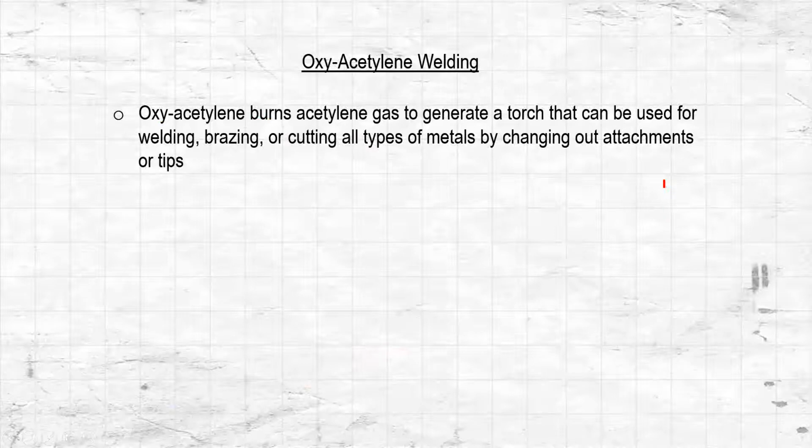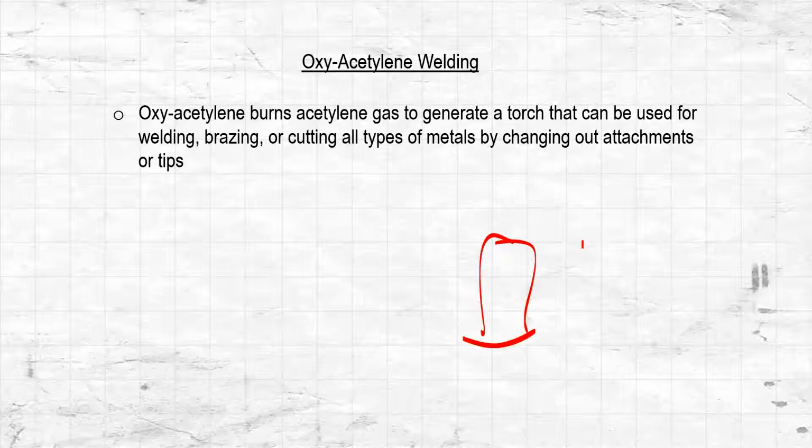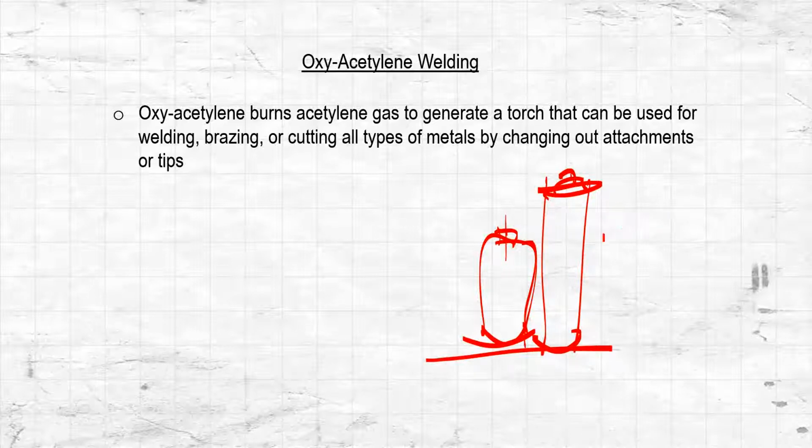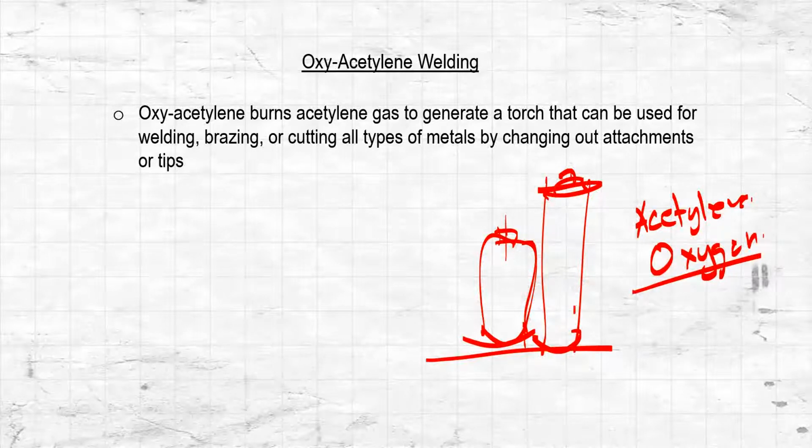Okay, and the last one that we'll talk about is oxyacetylene welding, and it's composed of these two tanks. One is a shorter but wider tank, and another one is a thinner but taller tank. One tank is called acetylene, and the other tank is oxygen. So the question is, which one is the oxygen and which one is the acetylene? This is a $1 million question, and the acetylene is this one, and the oxygen is this one.